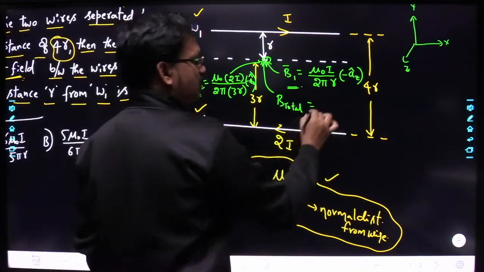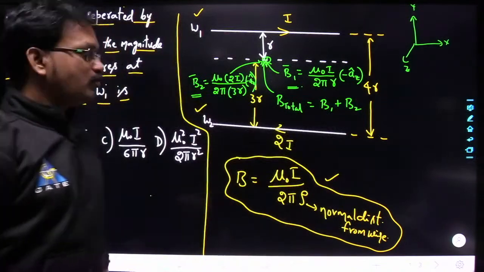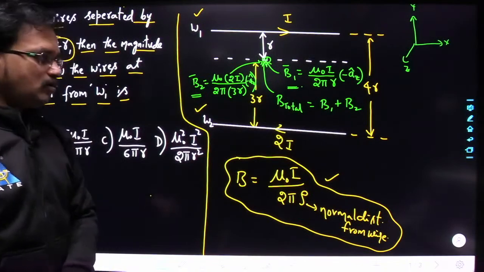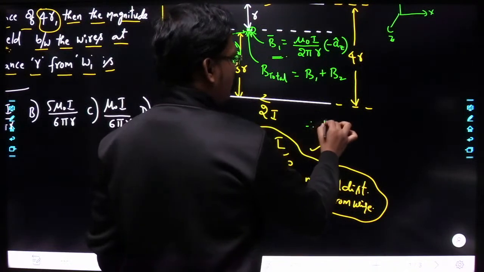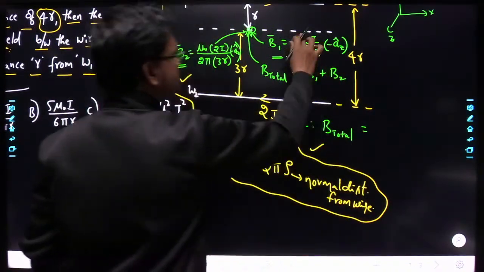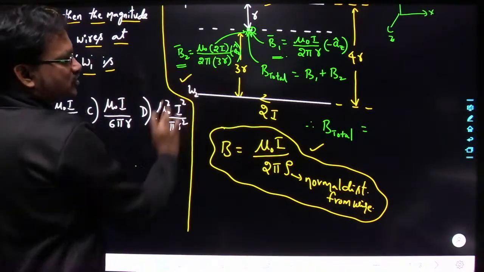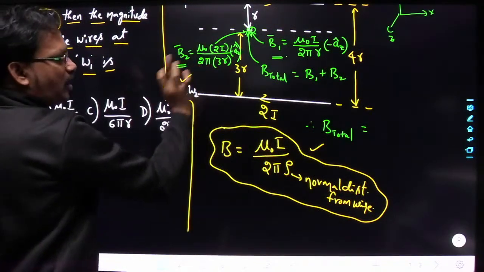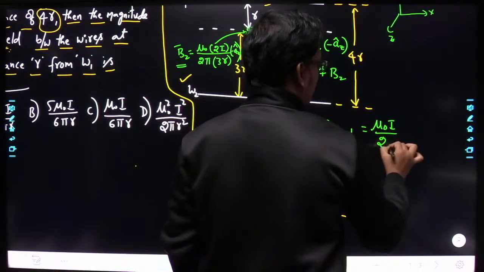So B total is equal to B1 plus B2. Both are pointing in the same direction, so that's why I am adding up those two. If you add these two, what are you going to get? B total is equal to B1, which is mu naught I by 2 pi R, plus B2, which is mu naught into 2I by 2 pi into 3R. From these two, I can take mu naught I by 2 pi R common.